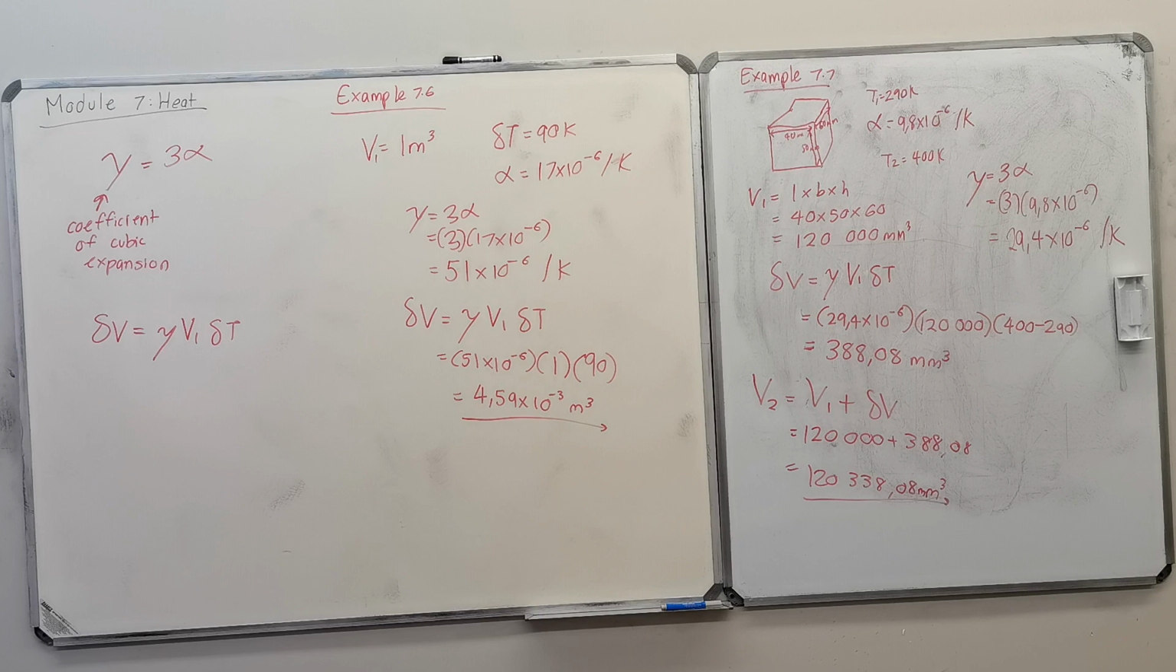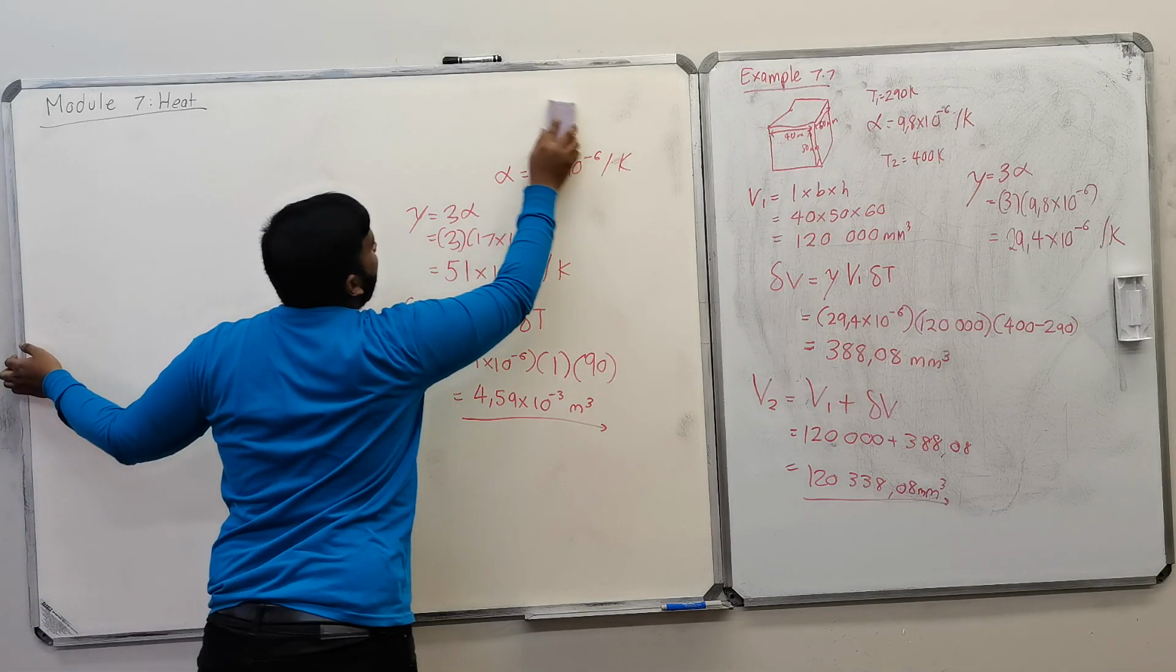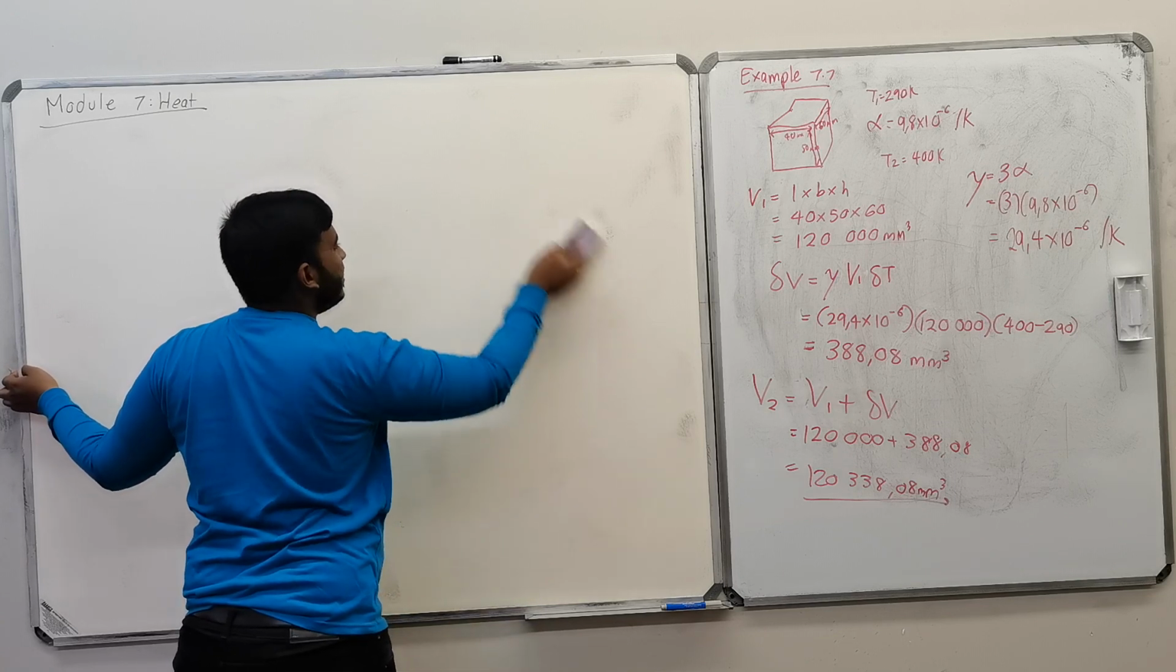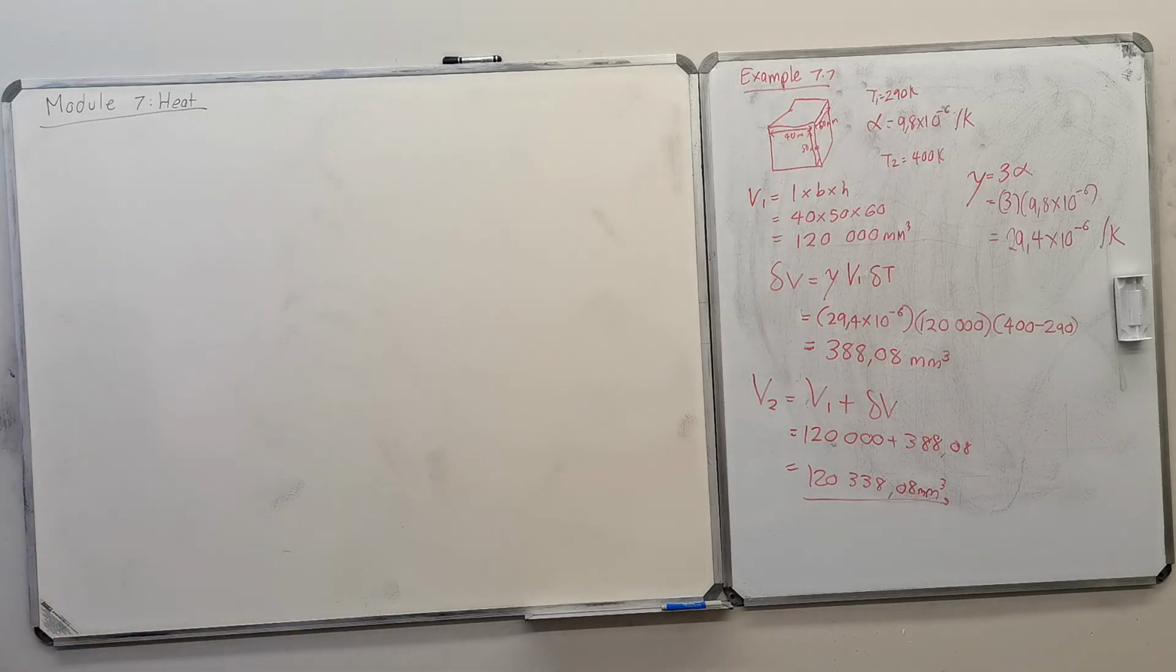Okay. And ready for the last example? Can I take out the set? Yeah. Okay. This next example is a nice one because it's basically a combination of everything, right? Yes. Example 7.8.